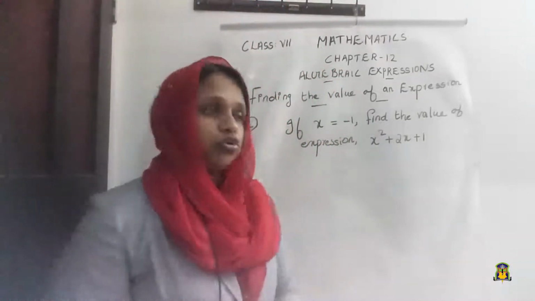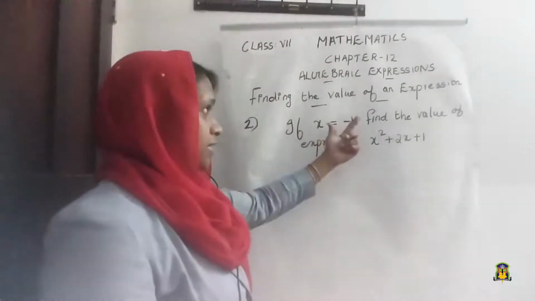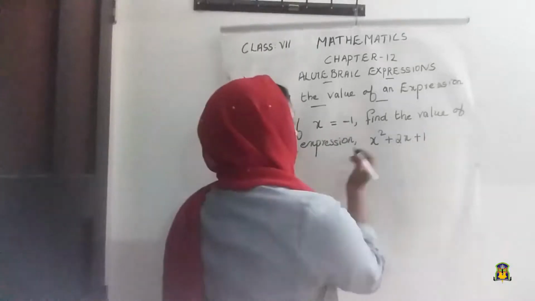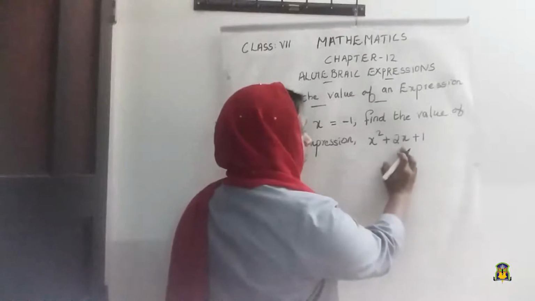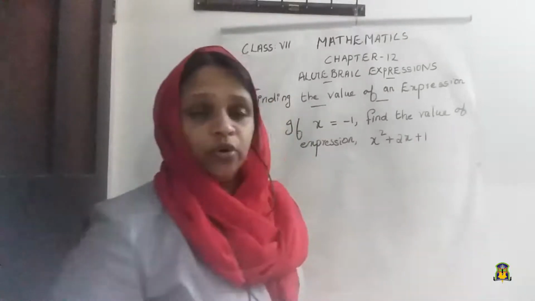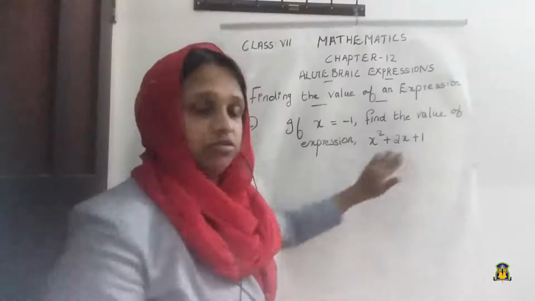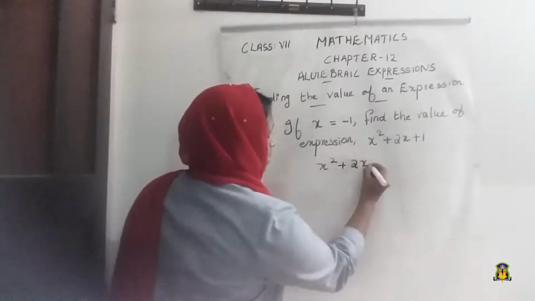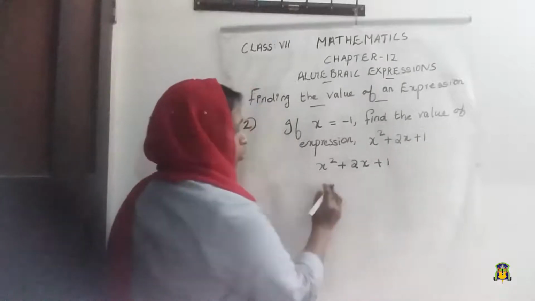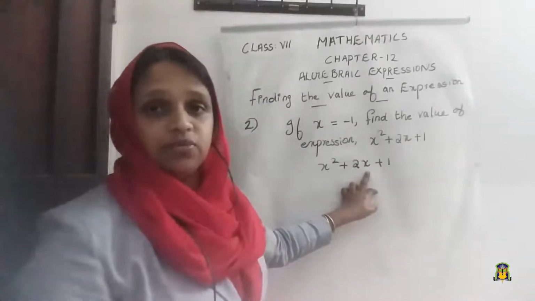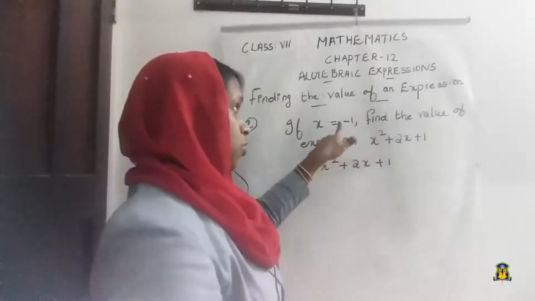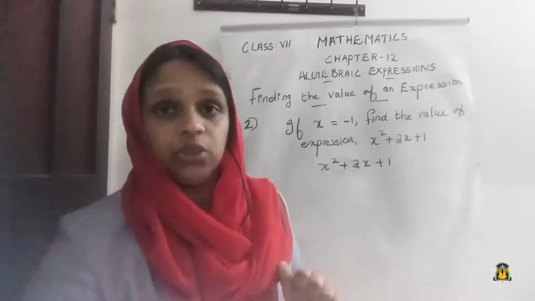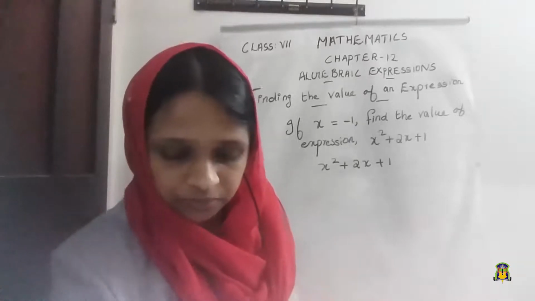Next we can move on to the next question. If x is equal to -1, find the value of the expression x square plus 2x plus 1. Okay, so this is our expression: x square plus 2x plus 1. We know here the variable is what? X. Variable is x. So here we want to substitute the value x equal to -1.